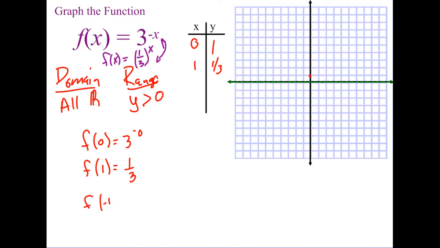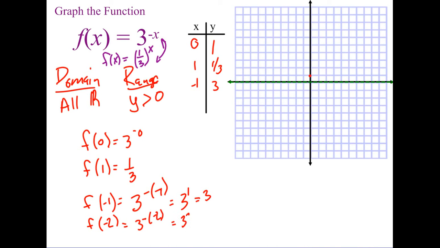F of negative 1. This is really going to throw some of you off, but you can get it. So let's go back to the original form of the equation. We have 3 to the negative 1, which, if you use your rules of exponents, is 3 to the 1, or just 3. So at negative 1, we're up at 3. Well, let's look at f of negative 2. See where we're at. And f of negative 2, we have 3 to the negative 2, which is 3 squared, which is 9. So at negative 2, we're at 9.